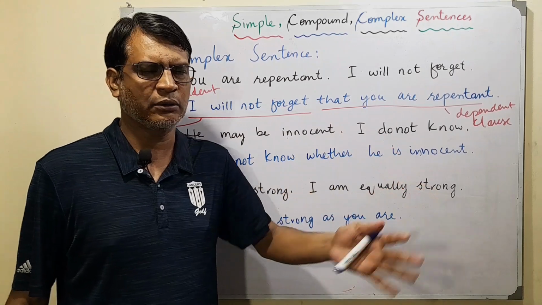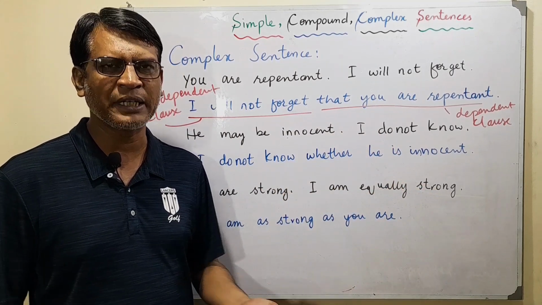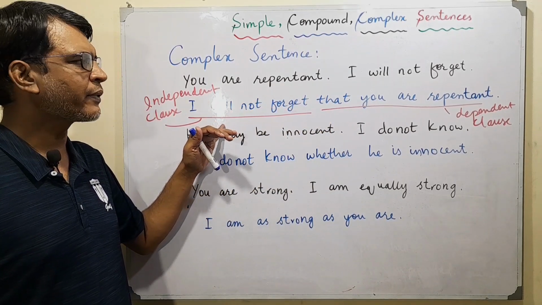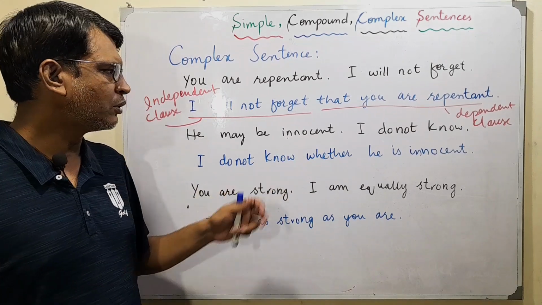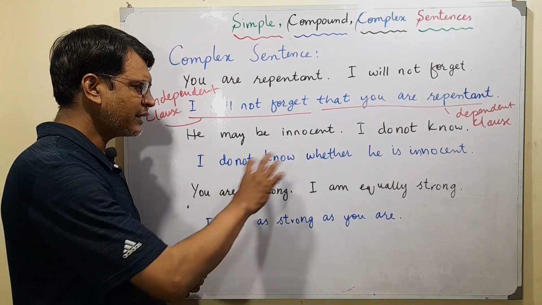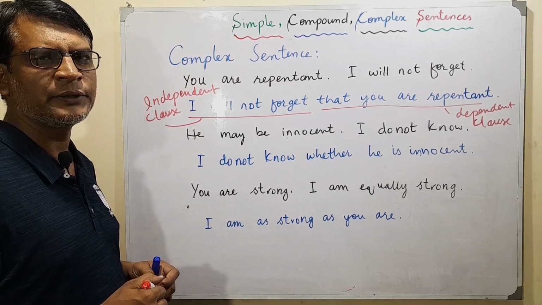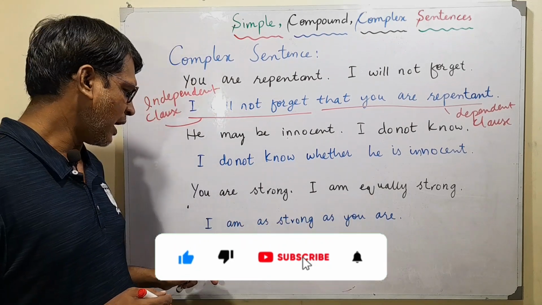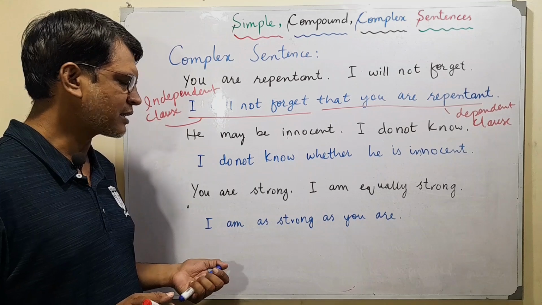"That you are repentant." What? "That you are repentant" does not give complete meaning. So this part has to depend on that part. "He may be innocent, I do not know." I do not know whether he is innocent. Okay. So in this sentence as well, one part is depending on the other one. "You are strong, I am equally strong." I am as strong as you are. Okay, that is another example.